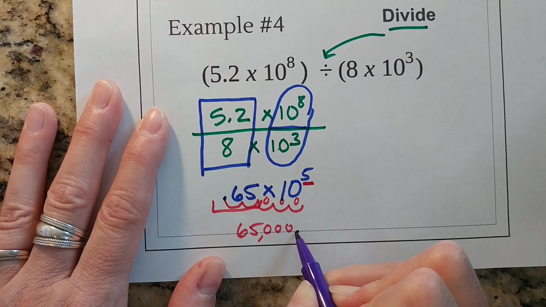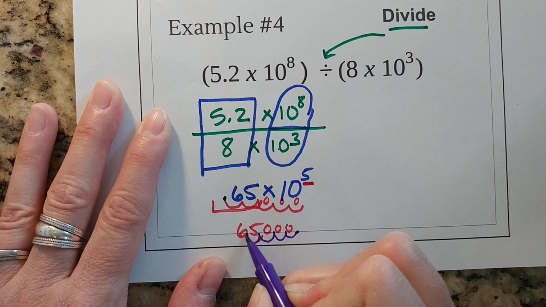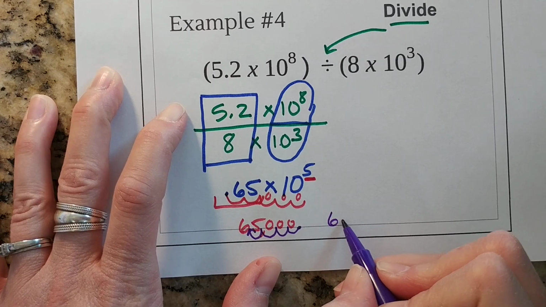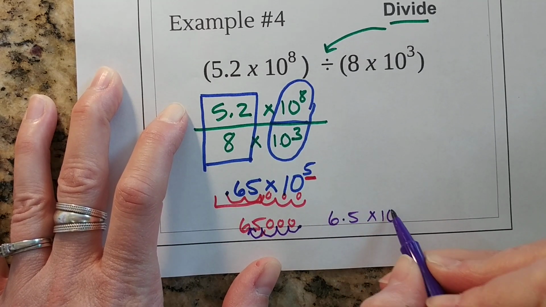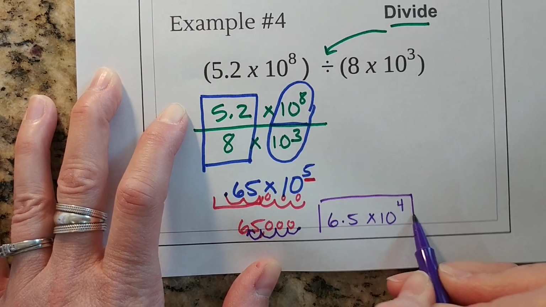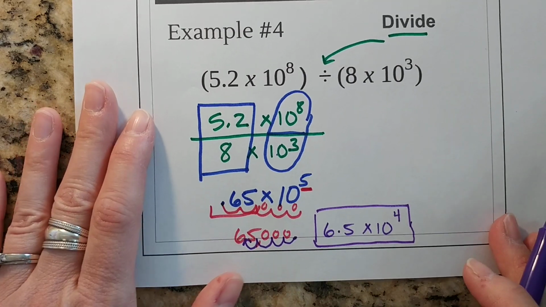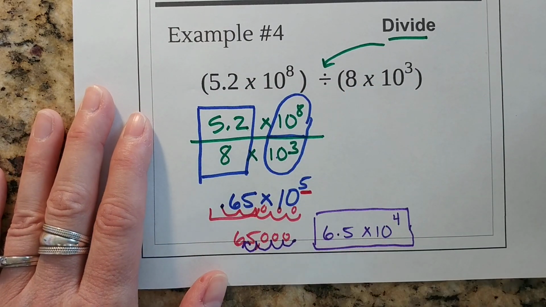Now let's change it correctly into scientific notation. Decimal points here, 1, 2, 3, 4 places. So this would be 6.5 times 10 to the 4th. And there we have our final solution. We took these two numbers, divided them, and we get this right here.